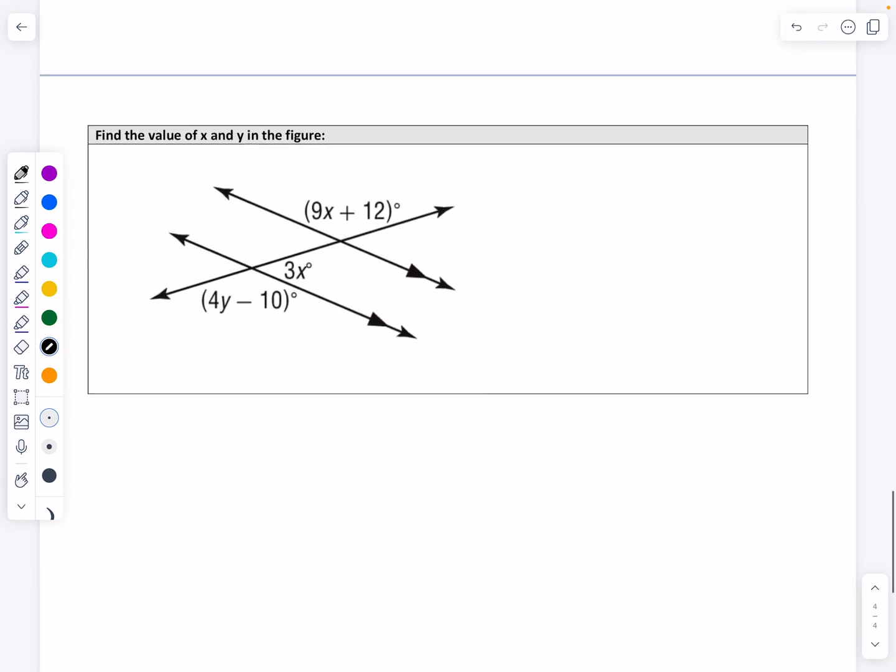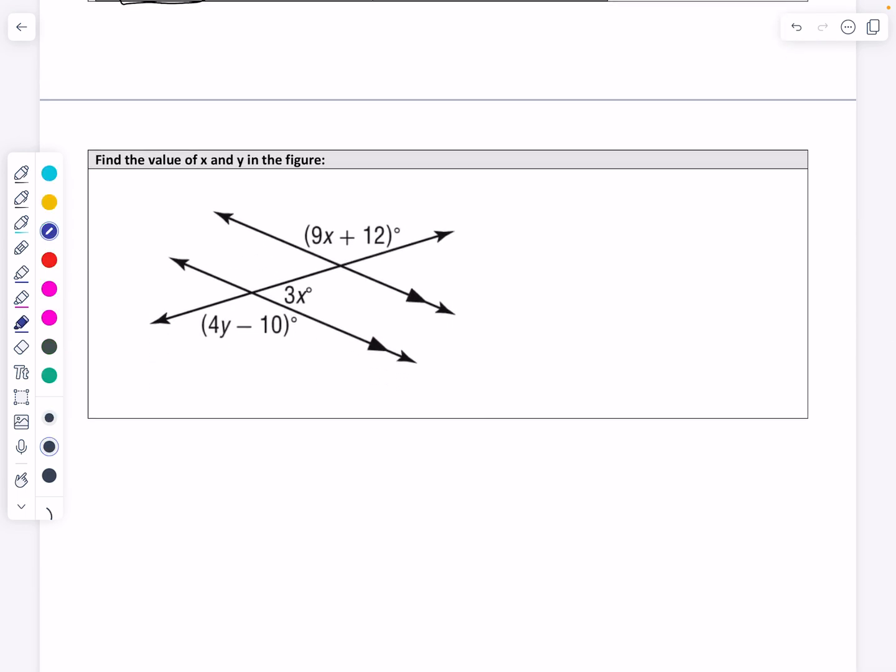Last but not least, one of the hardest problems on here. The first thing I notice is that we have parallel markings on these lines. If those are parallel, the first thing you want to do to make sense of this alphabet soup is find the variables that are the same. So I have 9x plus 12 here in this obtuse angle. And then I have 3x in this acute angle. And then I have 4y minus 10 in this obtuse angle. And so find the ones that are both x's.